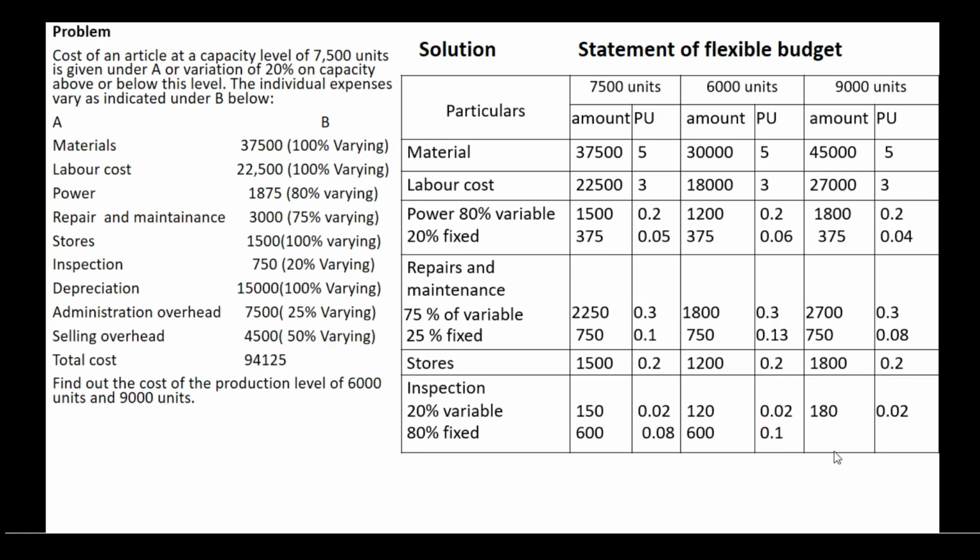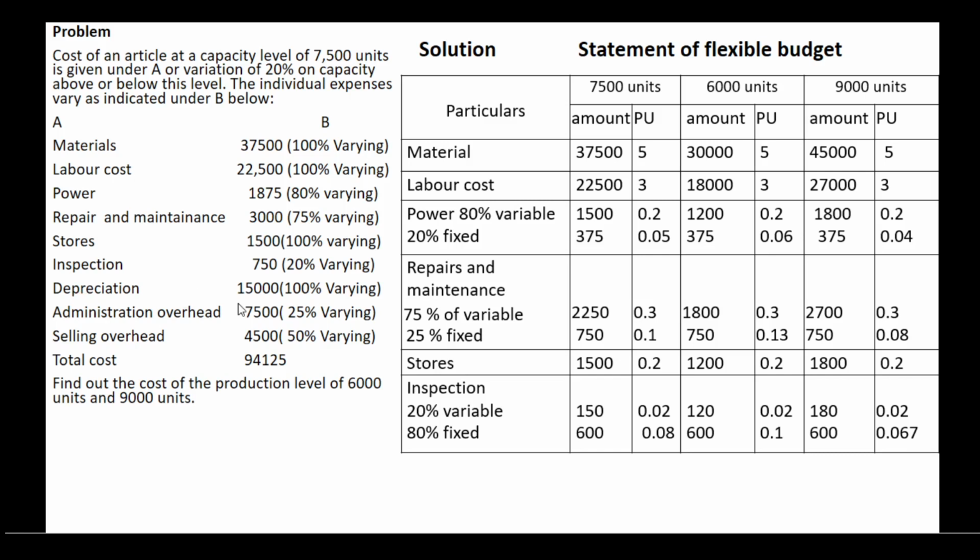For the 9000 units, the amount are the same, 600 rupees. So the 600 rupees are divided by the 9000 units. So 600 divided by 9000 units. So now the cost per unit are 0.067. And the next one, that is the depreciation.